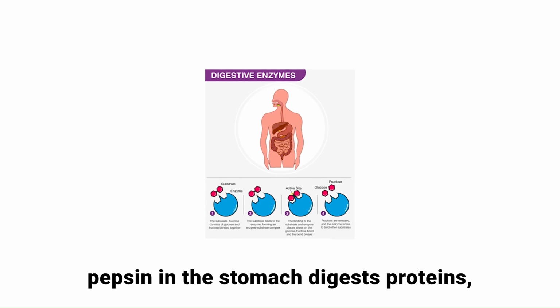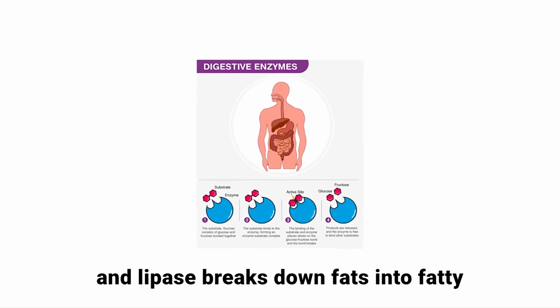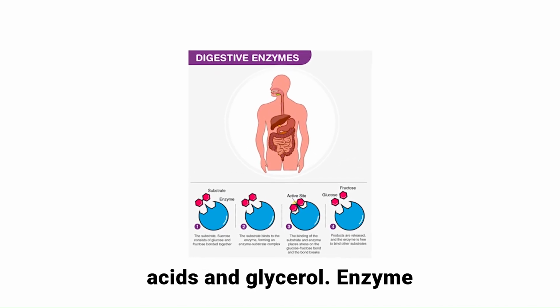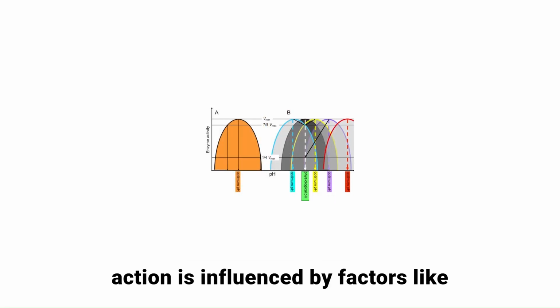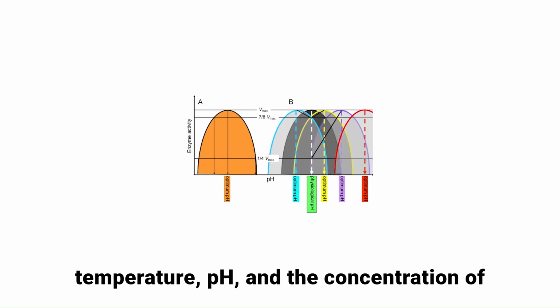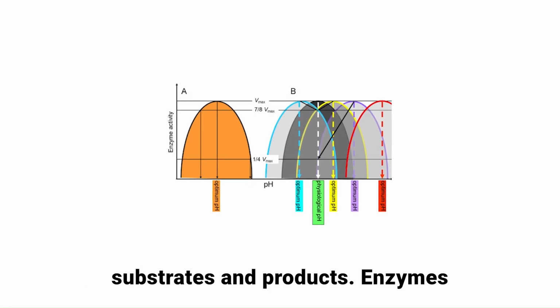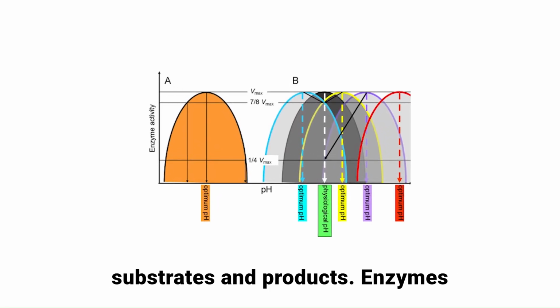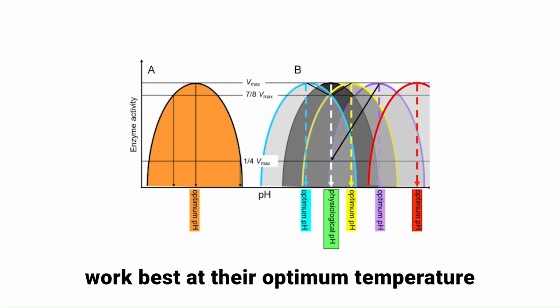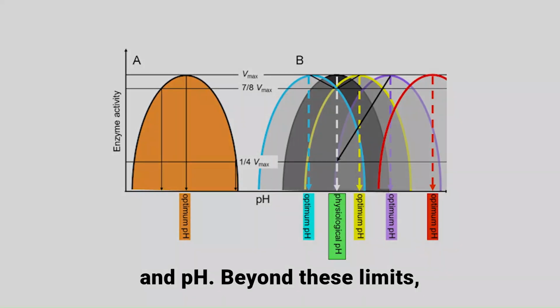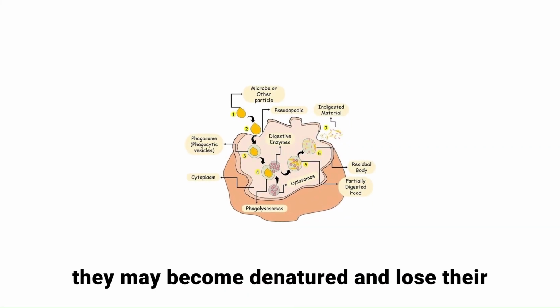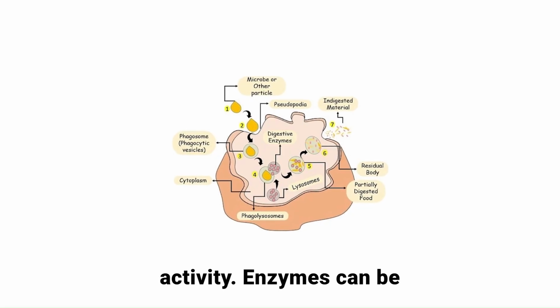Pepsin in the stomach digests proteins, and lipase breaks down fats into fatty acids and glycerol. Enzyme action is influenced by factors like temperature, pH, and the concentration of substrates and products. Enzymes work best at their optimum temperature and pH. Beyond these limits, they may become denatured and lose their activity.